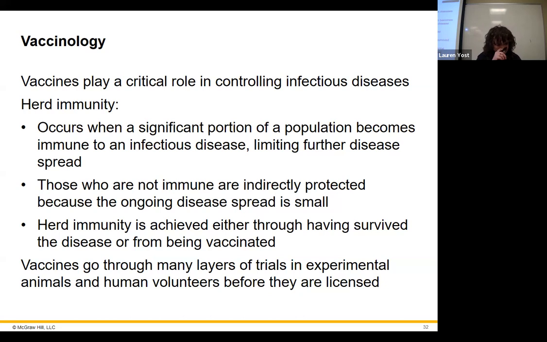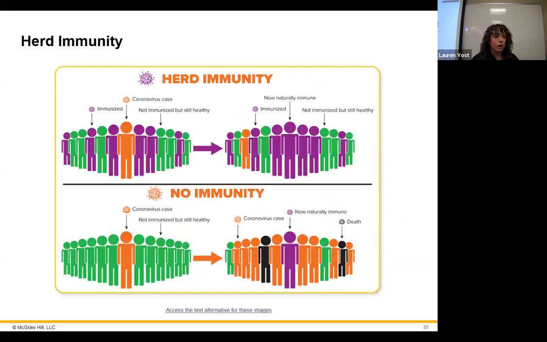So usually vaccines are going to go through many layers of trials through experimental animals as well as through humans before they are licensed, which we'll talk about in just a second. But here we have herd immunity in the case of having the actual vaccine for coronavirus.